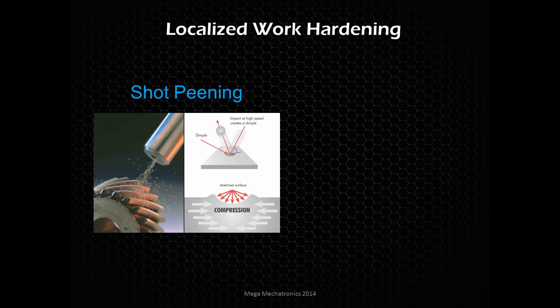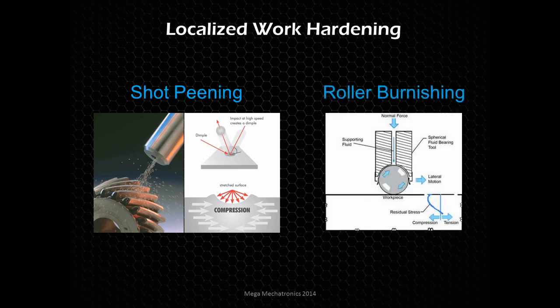And you can't achieve this with sandblasting. That's abrasive, where you're actually removing the surface. So shot peening doesn't remove the surface. It's working the surface. Roller burnishing, that's another example where you have a hardened ball and you're applying force while the workpiece is moving. And then again, you're putting that compressive stress in there. You are work hardening the surface.